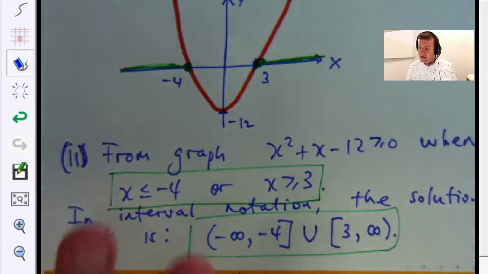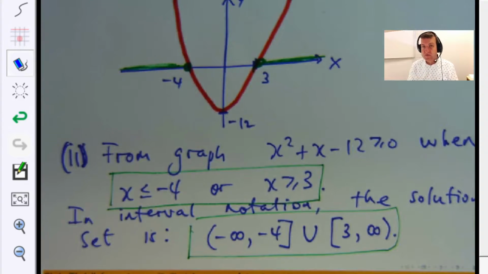Now, for this idea, the method scales, so if you had a cubic equation, you could factorize that and go through the same steps. It's a little bit harder, though.